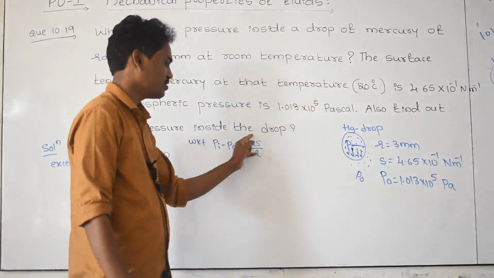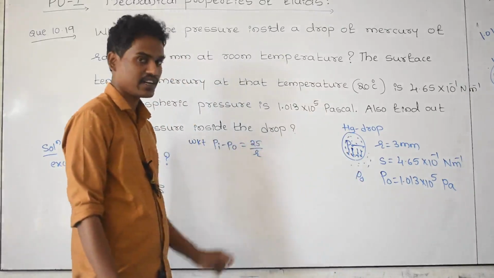Inside minus outside is equal to surface tension divided by the radius of the drop.